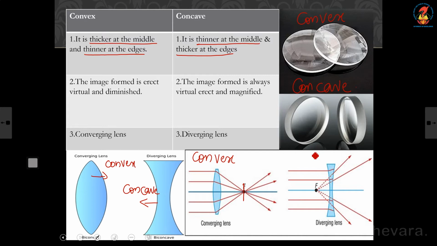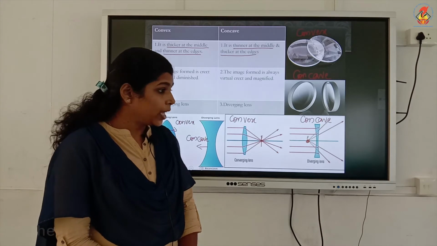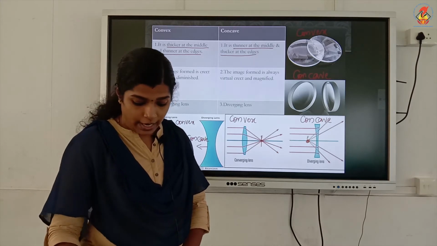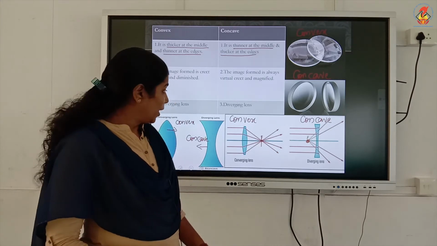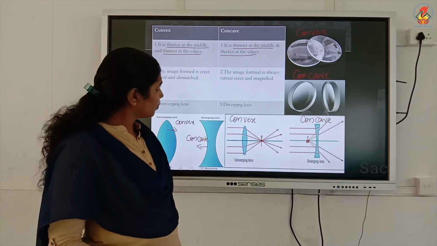A concave lens is a diverging lens. All the light rays appear to come from that point. So, a concave lens is known as a diverging lens and a convex lens is known as a converging lens.